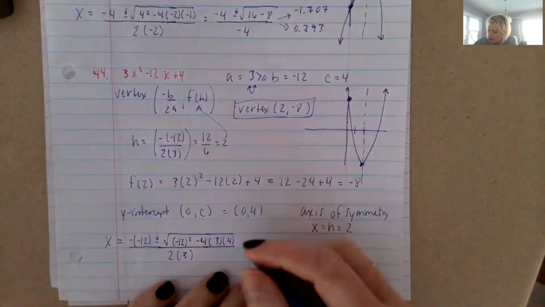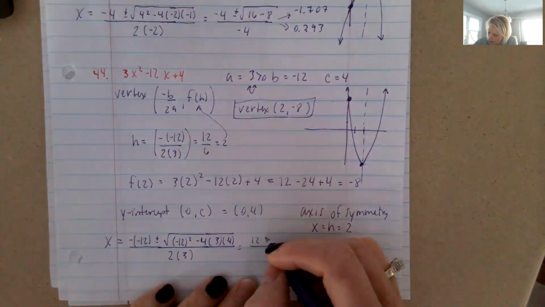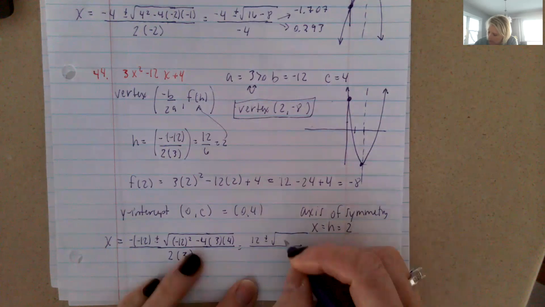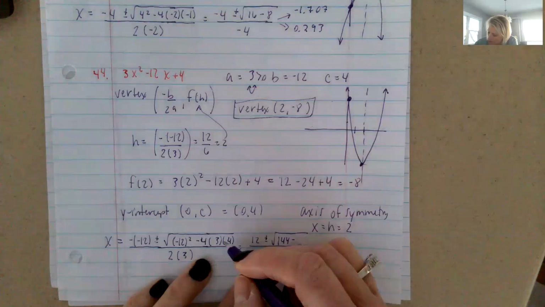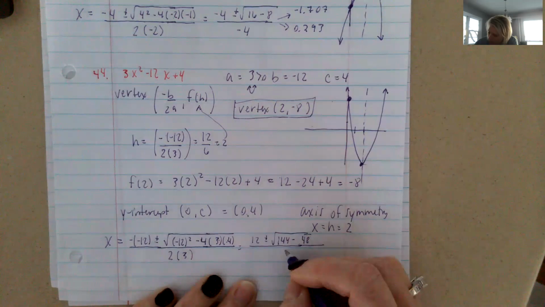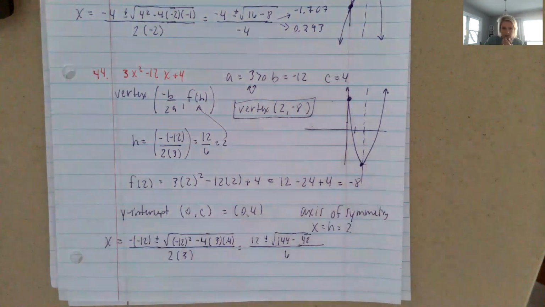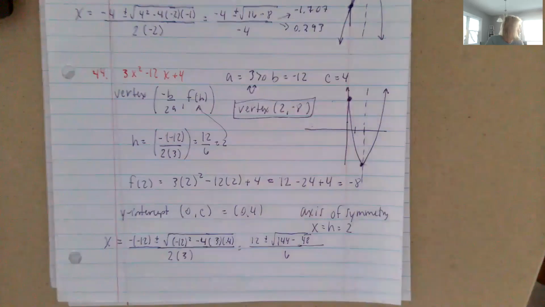So we can simplify a little bit before we go to Desmos. So this will be 12 plus and minus the square root of 12 squared, which is 144, minus 4 times 4, which is 16, times 3, which is minus 48. We'll let Desmos do the work, over 6.